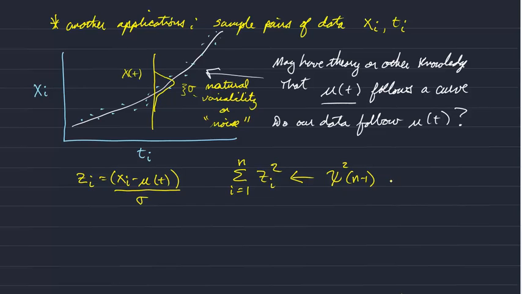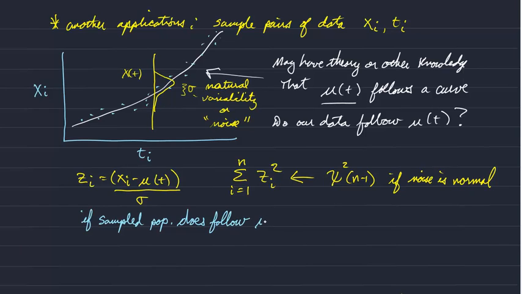And that's true if the noise is normal. So if in fact our sampled population is heavily influenced by the process described by this curve, okay, let me write that down. If it does follow our theoretical curve, what's our most probable value of z?